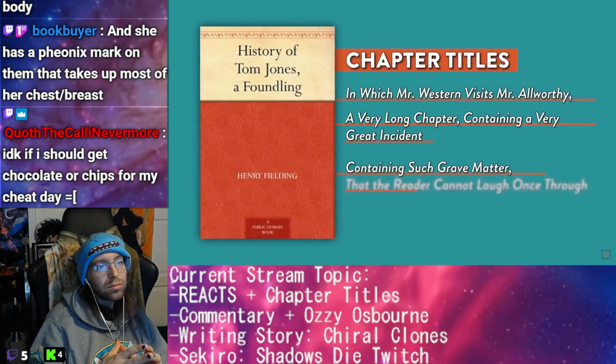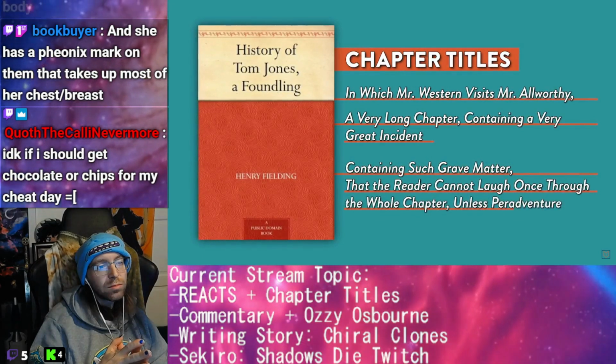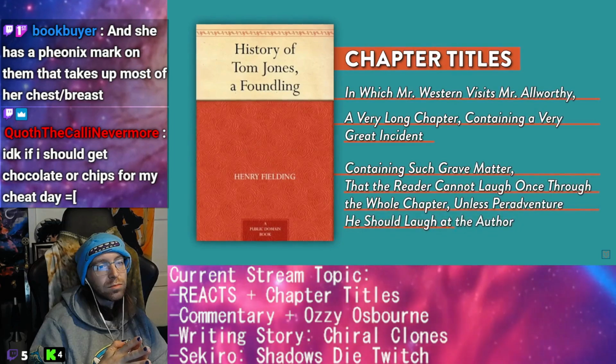Containing such a grave matter that the reader cannot laugh once throughout the whole chapter, unless, peradventure, he should laugh at the author. So these chapter titles are creating a lot of anticipation in the reader, and I think that's a great strategy, but it's not just for 18th century novels. Modern novelists do this too.